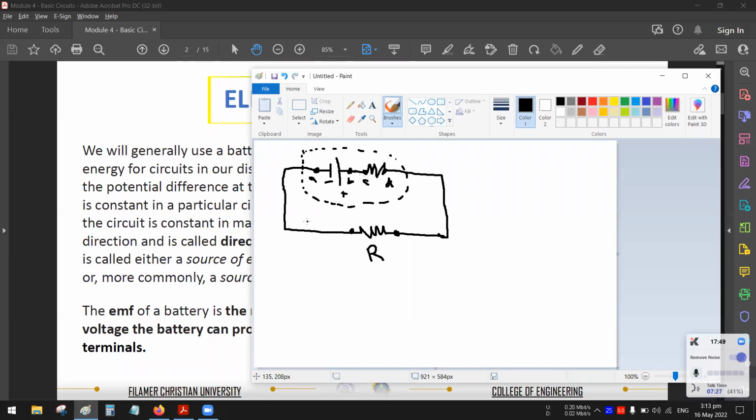Ayan. So, meaning, ideally, di ba? Atong hambal atong kagina, for an ideal battery, wala siyang internal resistance. Okay? Wala tayong internal resistance for ideal battery. But for real battery, ito na yung ginagamit natin realistically. Meron talaga siyang internal resistance. Okay?